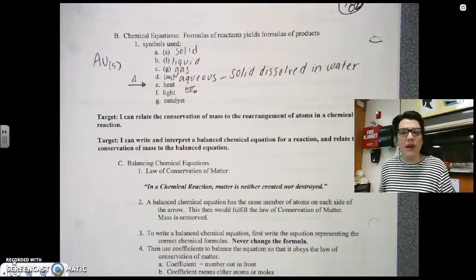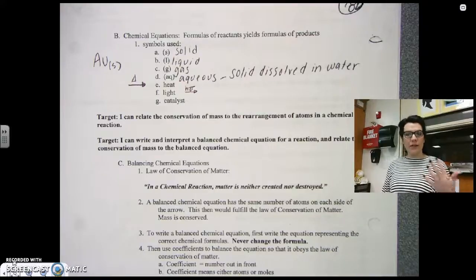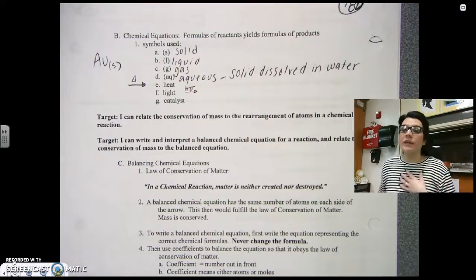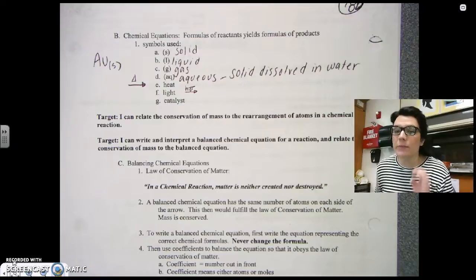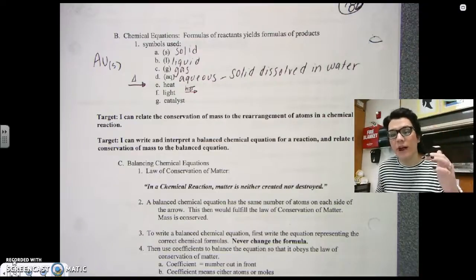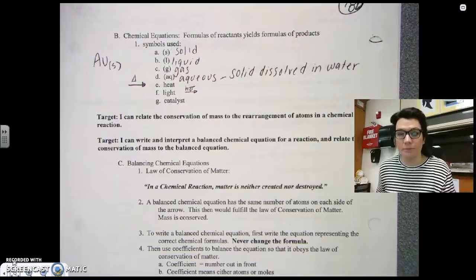And then the last thing that you can have in a chemical reaction is a catalyst. Now, you may have heard before that a catalyst speeds up reactions. Catalysts do speed up reactions, but they speed up reactions by lowering the amount of energy required for the reaction to start. Okay, and that's how they actually speed up the reactions.